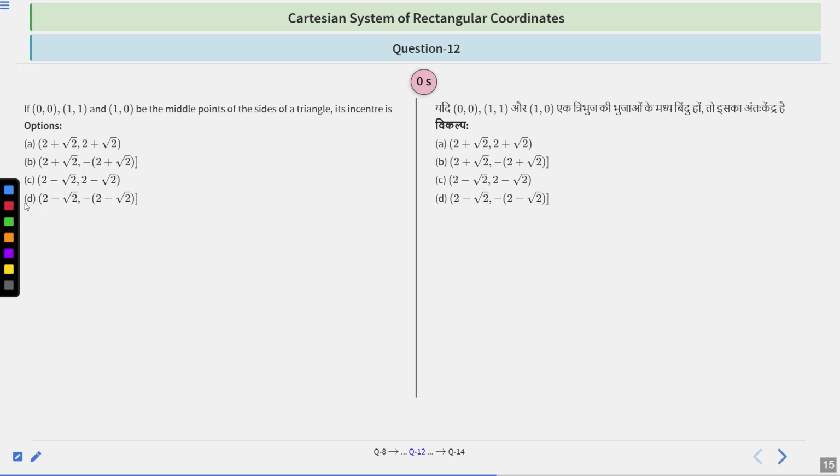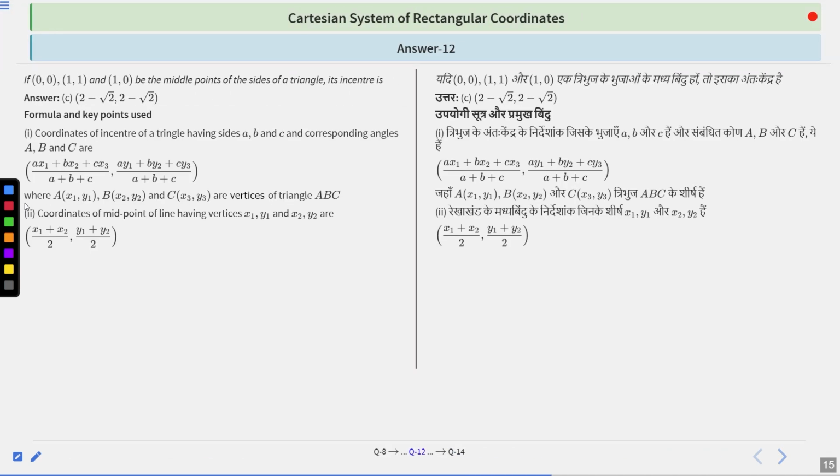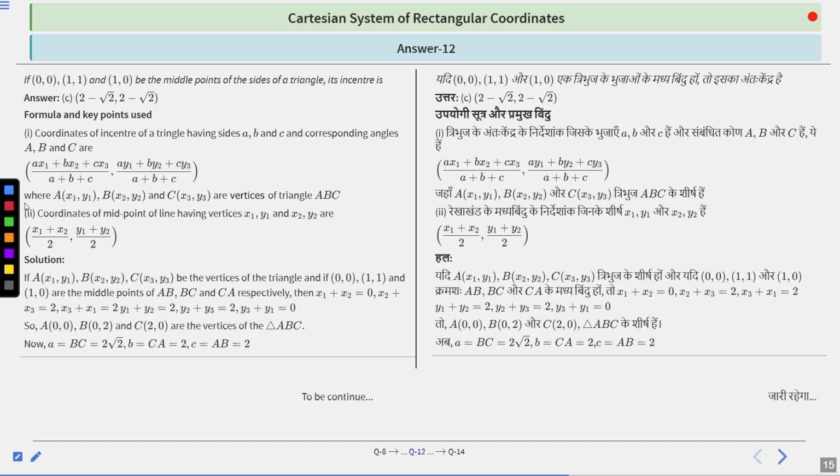Okay, let's move to the solution part. See, the formula and key points we will use here: the coordinates of the incenter of a triangle having sides a, b and c and corresponding angles A, B and C are (ax1 plus bx2 plus cx3) upon (a plus b plus c), and (ay1 plus by2 plus cy3) upon (a plus b plus c), where A(x1, y1), B(x2, y2) and C(x3, y3) are the vertices of triangle ABC. Clear? Second, the coordinates of the midpoint of a line having endpoints (x1, y1) and (x2, y2) are ((x1 plus x2)/2, (y1 plus y2)/2). Right? Next, let us see the solution.